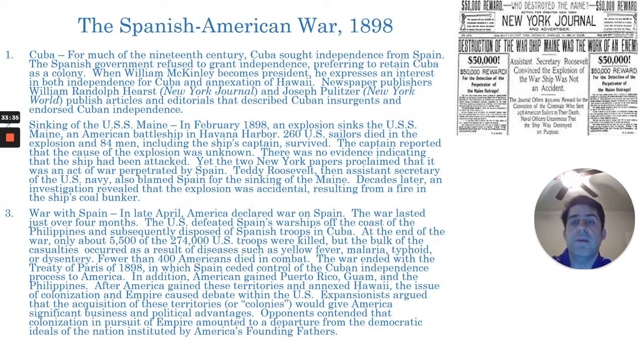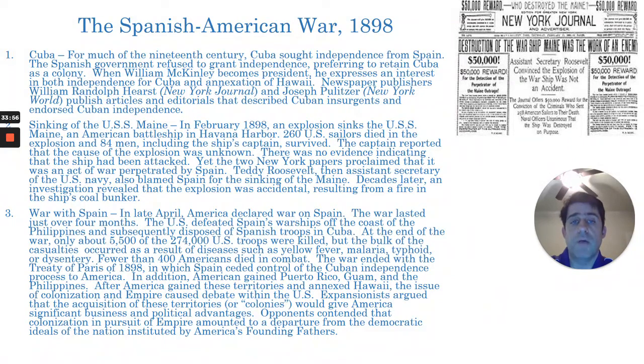William McKinley became president in early 1897, and shortly thereafter, in addition to expressing an interest to annex Hawaii, he also expressed an interest in liberating Cuba, if you will, helping Cuba gain independence from Spain.